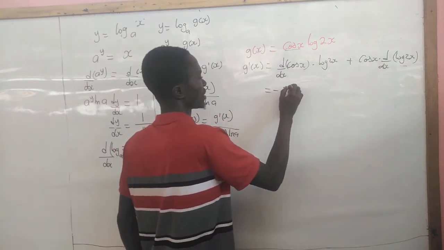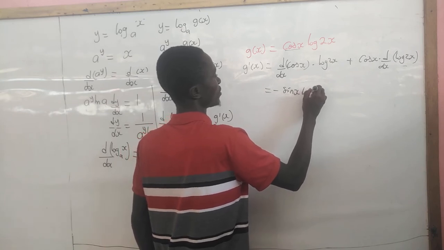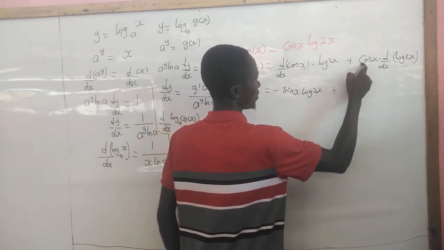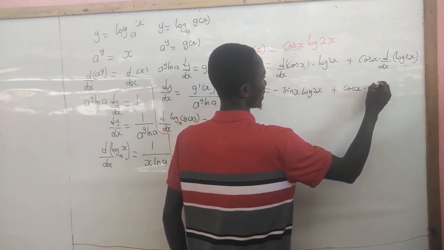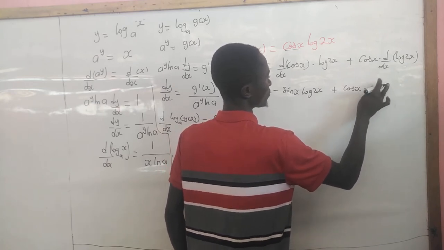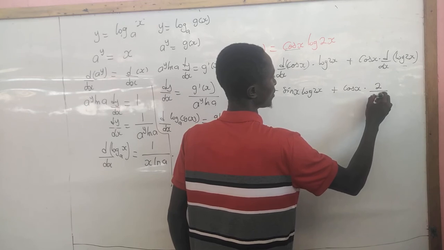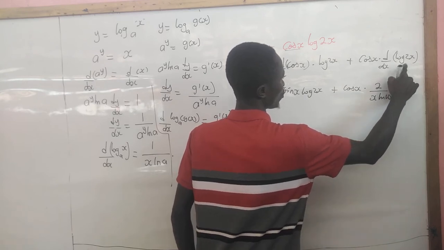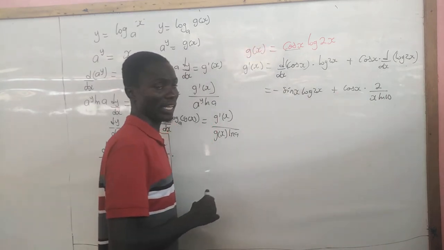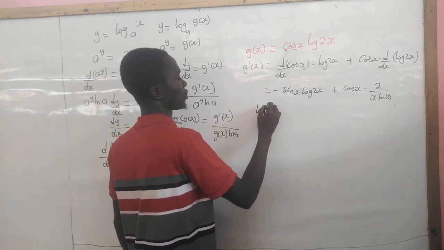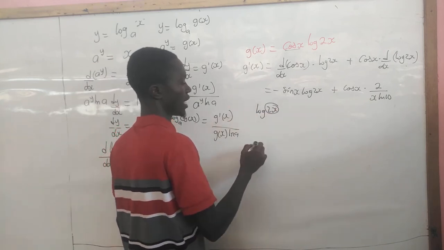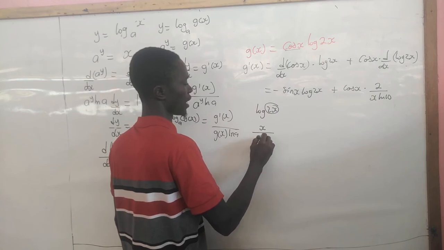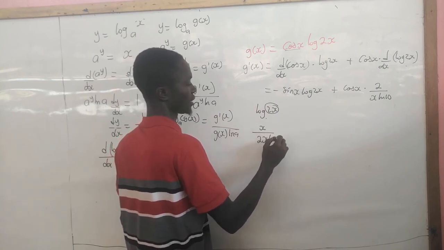If we differentiate cosine, I have minus sine x times log 2x plus, if we differentiate log 2x, that's why the cosine, we are going to get x divided by, 2 divided by x ln 10, because here the base is 10. Let's check and see if our guess is correct. If you have log 2x, we take the 2x and differentiate, you get x divided by the same 2x, then ln 10.